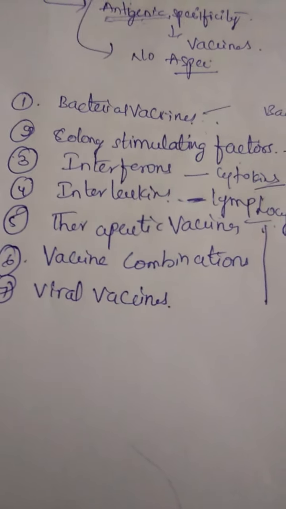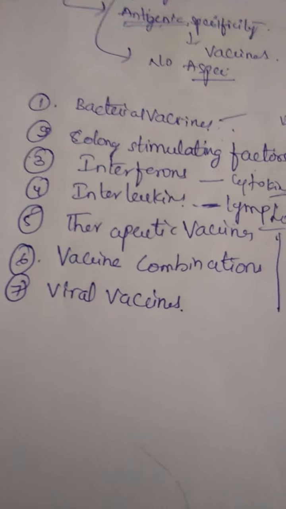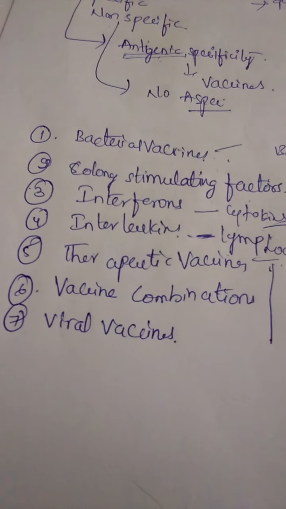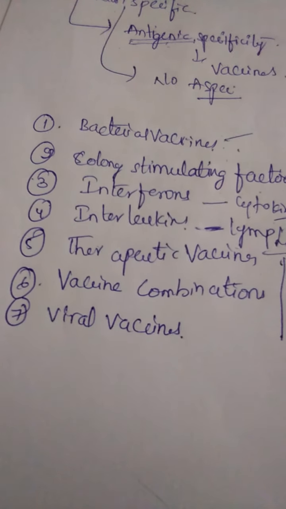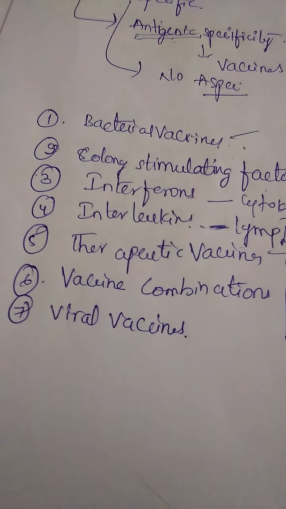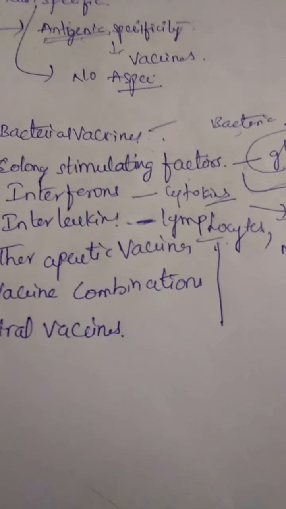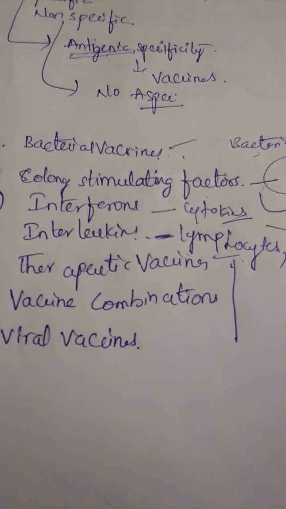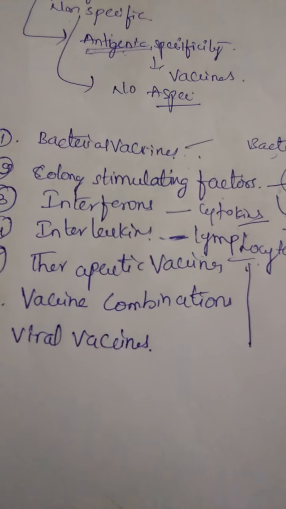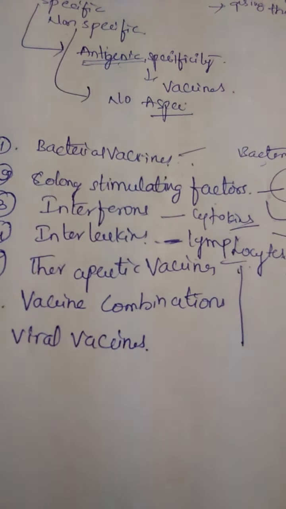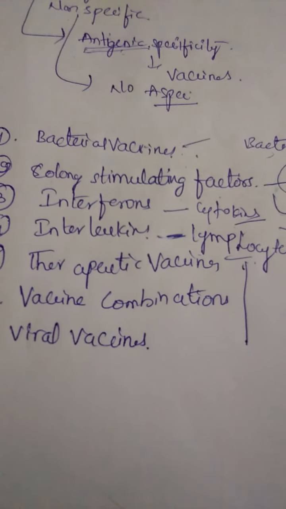Coming to vaccine combinations. These immunostimulants are in the form of vaccines, mainly prepared or developed from different antigens, either from different bacteria or other antigens that prevent different diseases. Vaccine combinations are developed from different antigens and protect against multiple strains of agents causing the same disease in a single product.